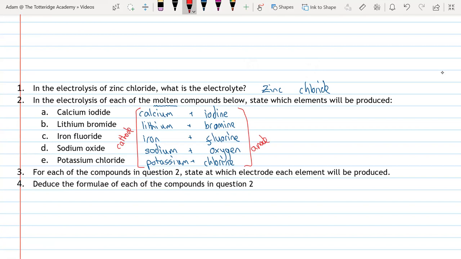And then finally the formula for each of the compounds. Calcium iodide will be CaI2, lithium bromide will be LiBr. Iron fluoride, sorry, I should have been clear there, but iron can have a variable charge, so it'd either be FeF2 or FeF3. Don't worry about that too much because it's a mistake on my part. Normally what they do in the question is they tell you what charge iron has, so don't worry about this one, it's my bad. Sodium oxide is Na2O and potassium chloride is KCl.